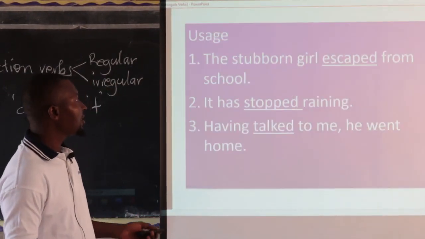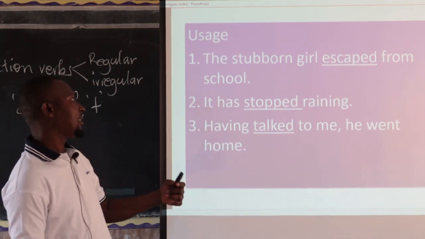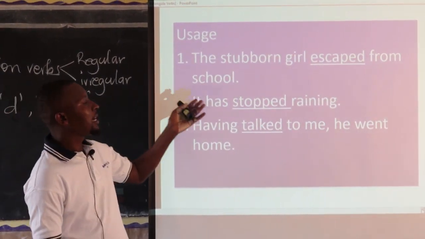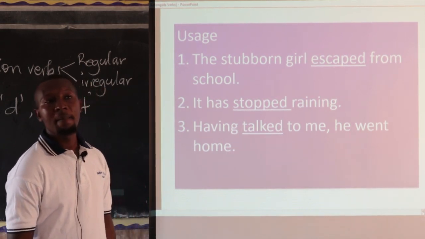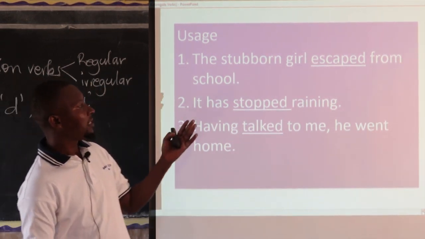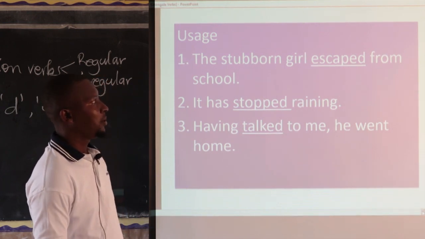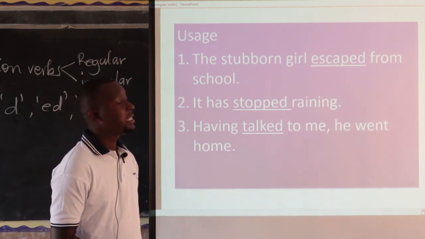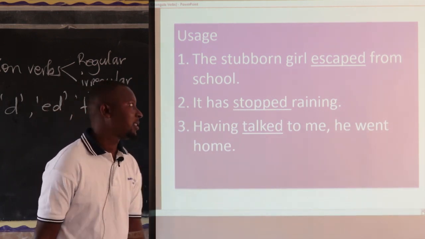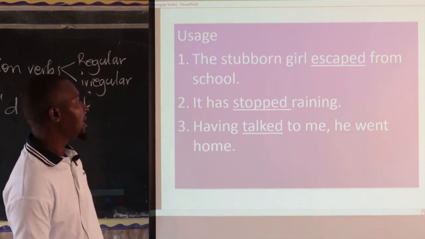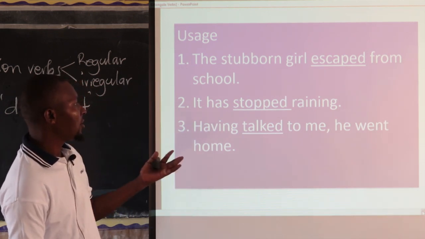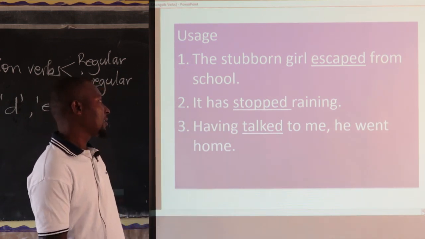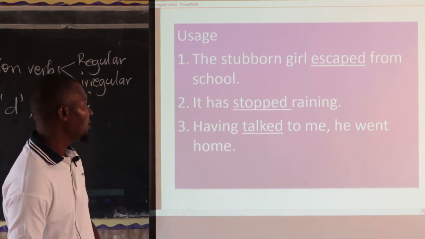We also have, for instance, if we are to use these examples of regular verbs, a case study like the stubborn girl escaped from school as our first example. In this case, you can discover that the verb we have is escape. But since it is used in the past to form the past simple, we just added ed and we got the word escaped. We have also, number 2, it has stopped raining. We have stop as our verb. We added ed. We got the past simple. Having talked to me, he went home.